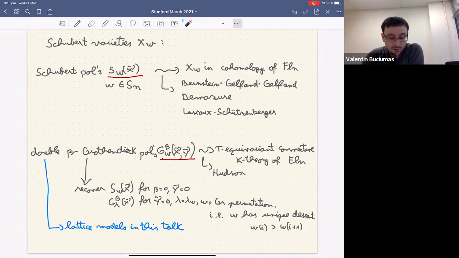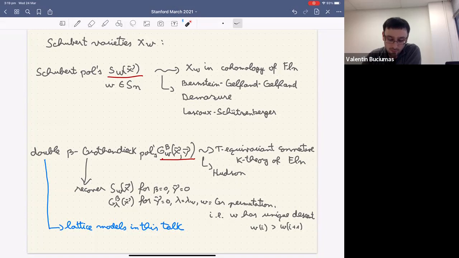Okay, so now these Schubert varieties will also induce certain classes in the cohomology of the flag variety. And these classes, as before, will be represented by certain polynomials. So if we look at the cohomology ring of the flag variety, X_w will be represented by something that's called a Schubert polynomial S_w. This is due to the work of many people, including Bernstein, Gelfand, Gelfand, Demazure, and Lascoux and Schützenberger.